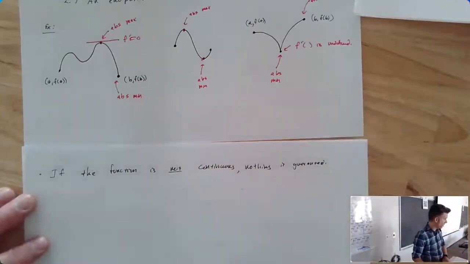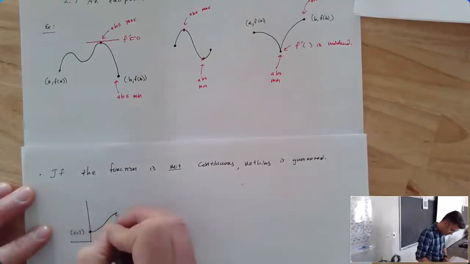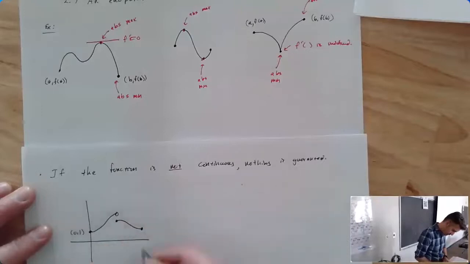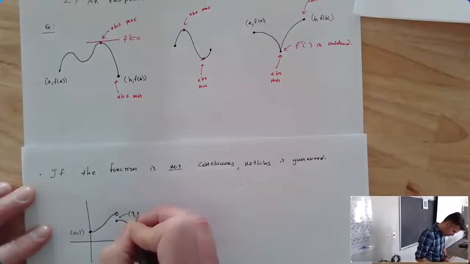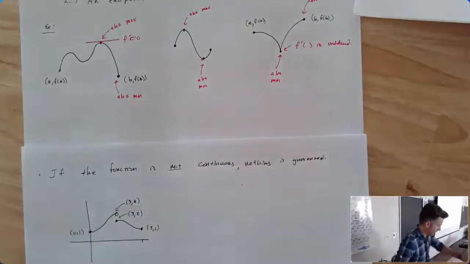You could have a function that looks like this. Let me be a little more specific with my function drawing here. Let's say it starts at the point 0, 1, maybe does something like this, and then does something like that, and ends at the point, let's say, 5, 1. And this is the point 3, 2. And this would be the point 3, 4 if we had it. Sorry, you can't see that very well. Let me zoom in a little bit.